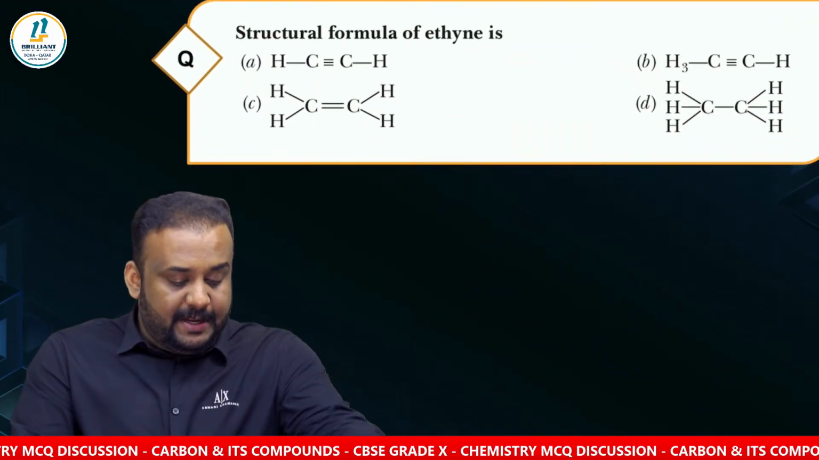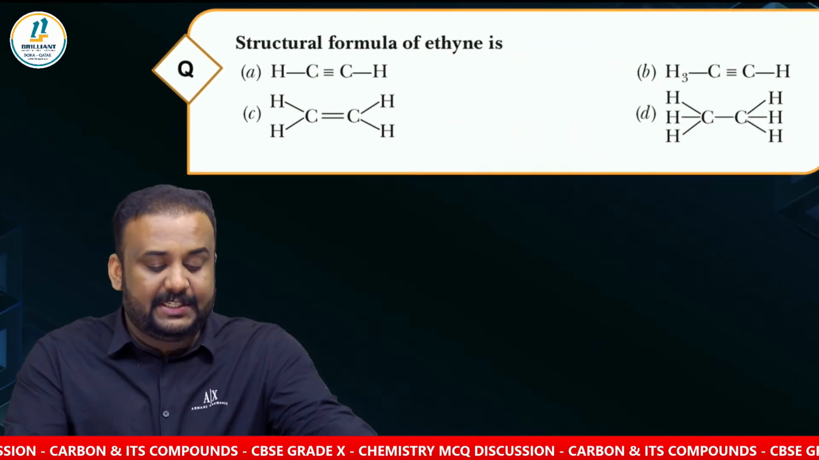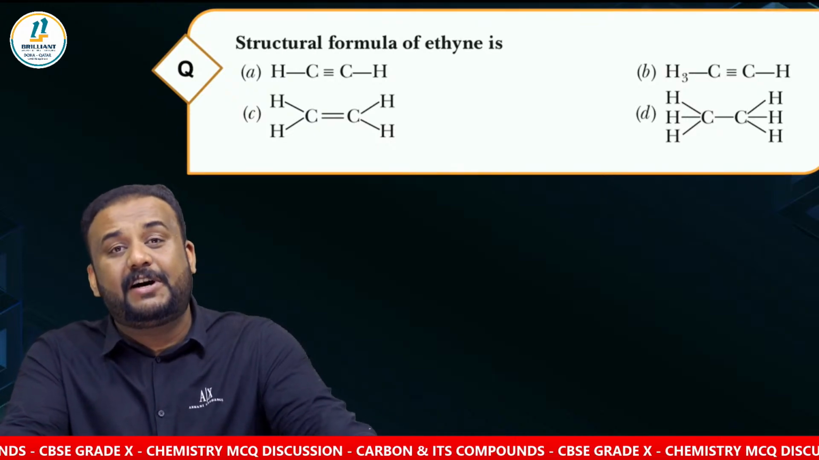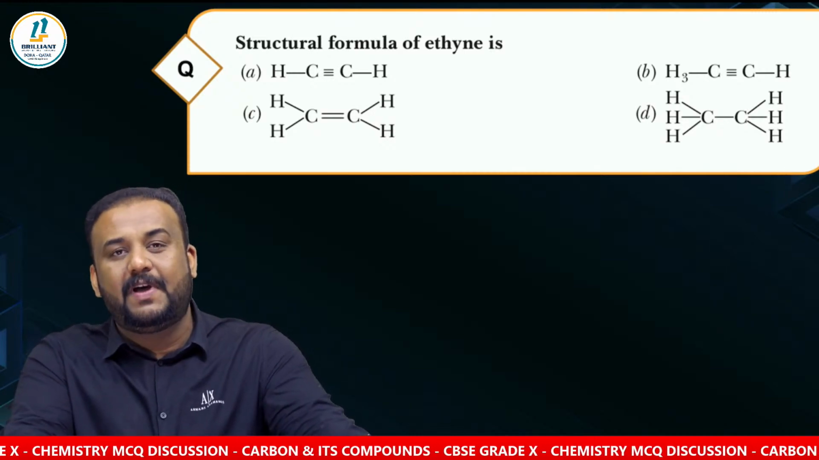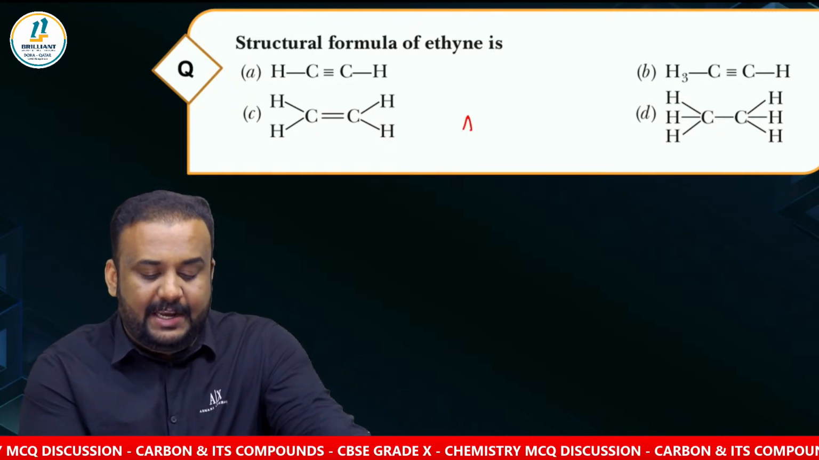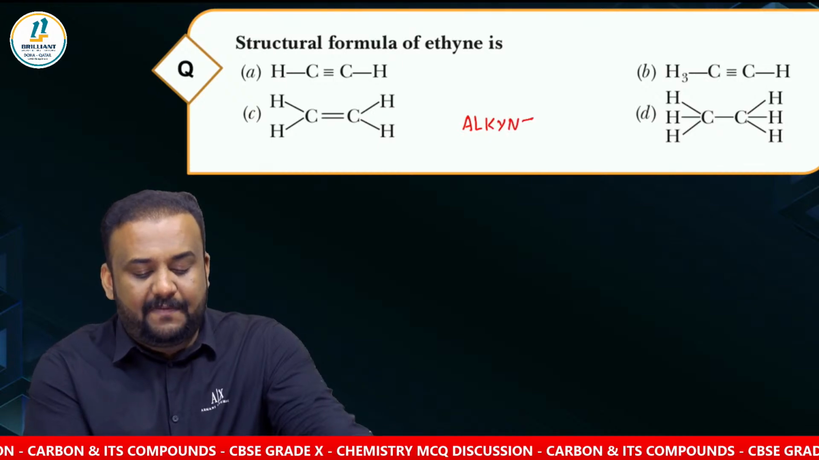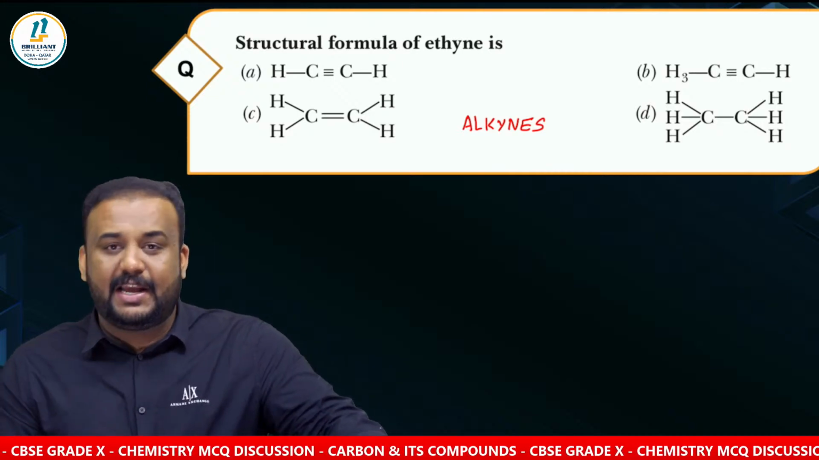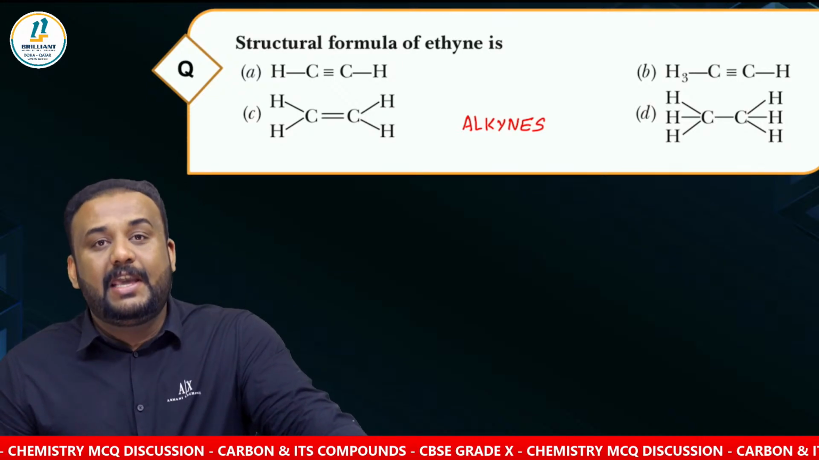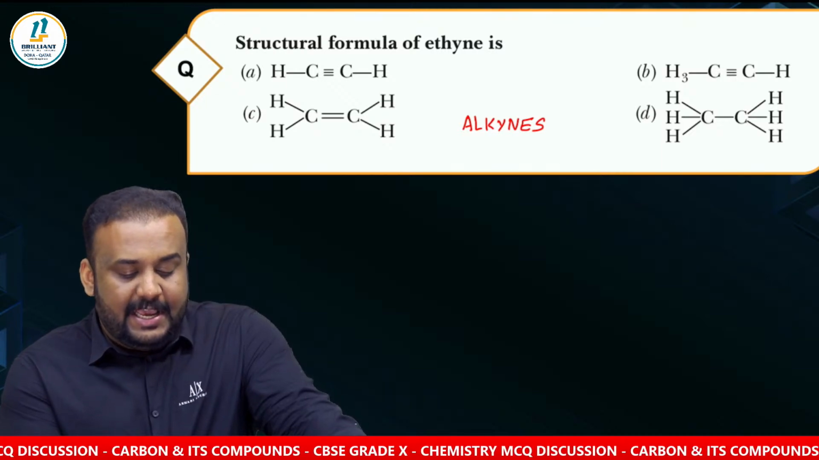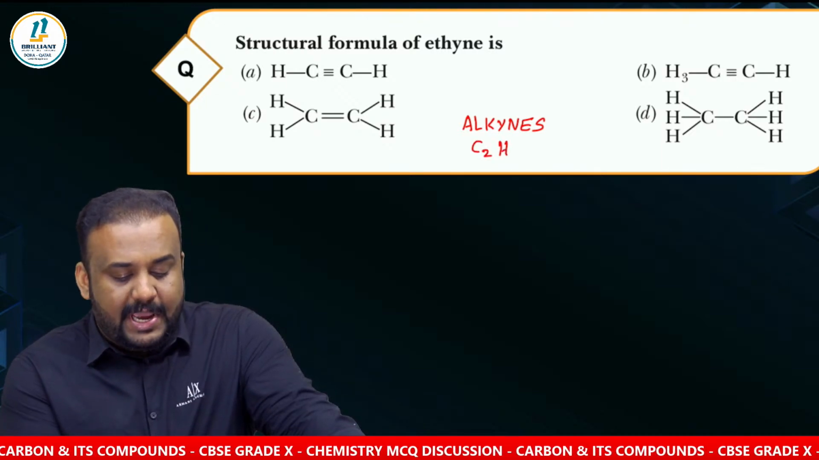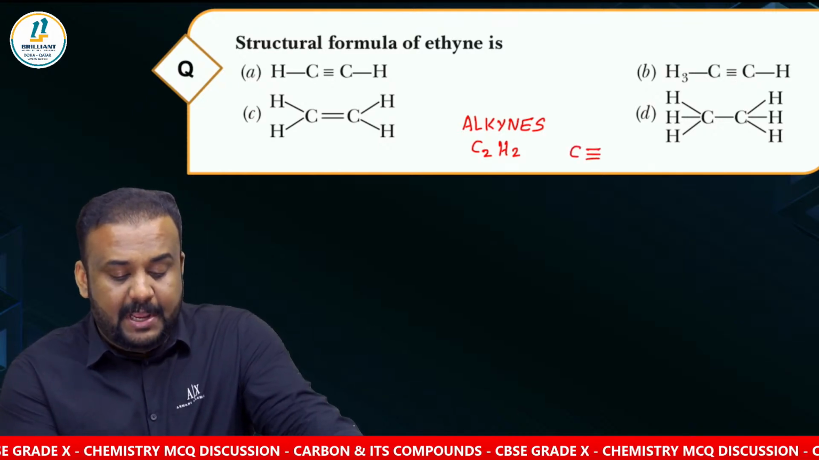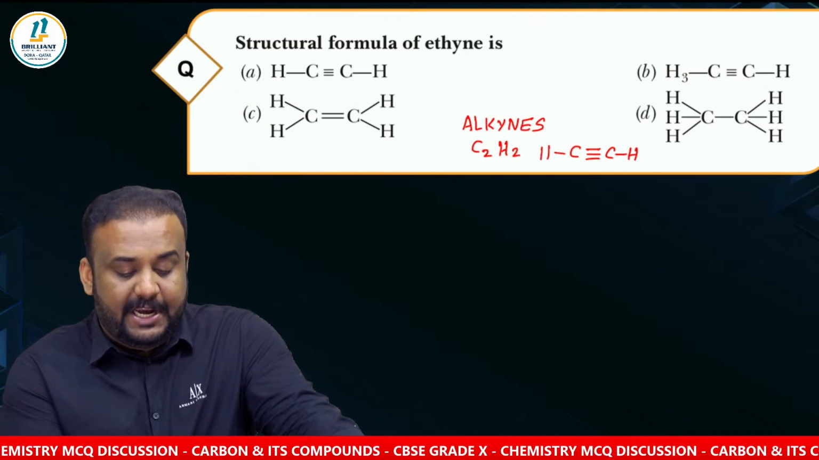Now let's go to the second question, which is: the structural formula of ethyne is. See, ethyne is the first member of the homologous series of alkynes. You know that alkynes are hydrocarbons which have at least a triple bond between carbon atoms, and the first member of the alkyne family is ethyne. And what is the formula of ethyne? Ethyne is C2H2. We have a triple bonded carbon atom, and the remaining valency is satisfied by hydrogen.